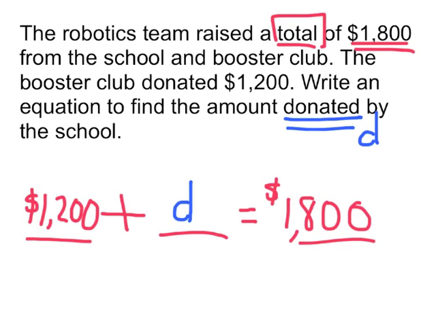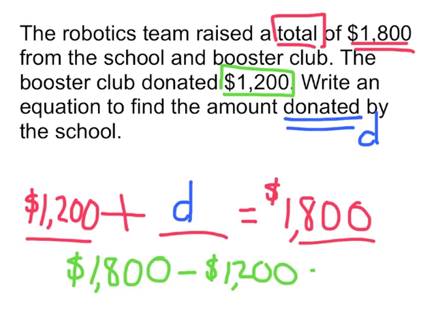Now there's more than one way to write an equation. So if maybe you wrote $1,800 minus the amount from the Booster Club equals the amount donated by the school. That would be another way to write this equation. It's going to tell you the same information. So there is more than one right answer.